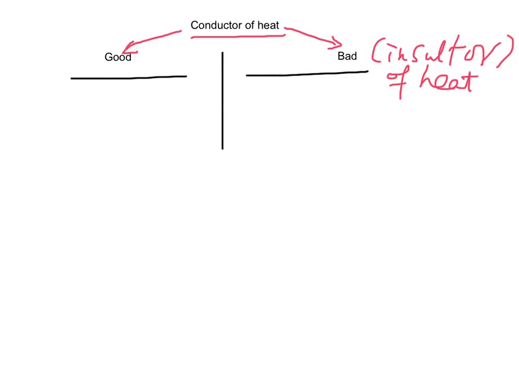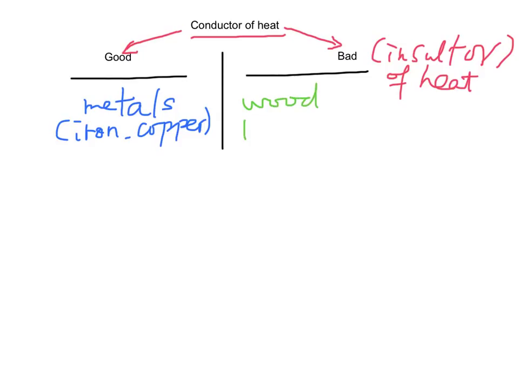Examples of good conductors of heat are metals, for example, iron and copper. Examples of bad conductors of heat are wood, plastic, glass, air, wool.